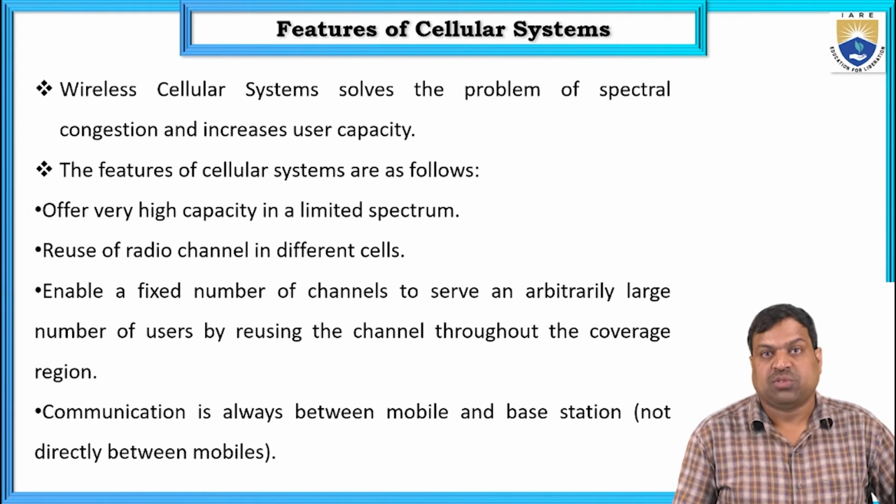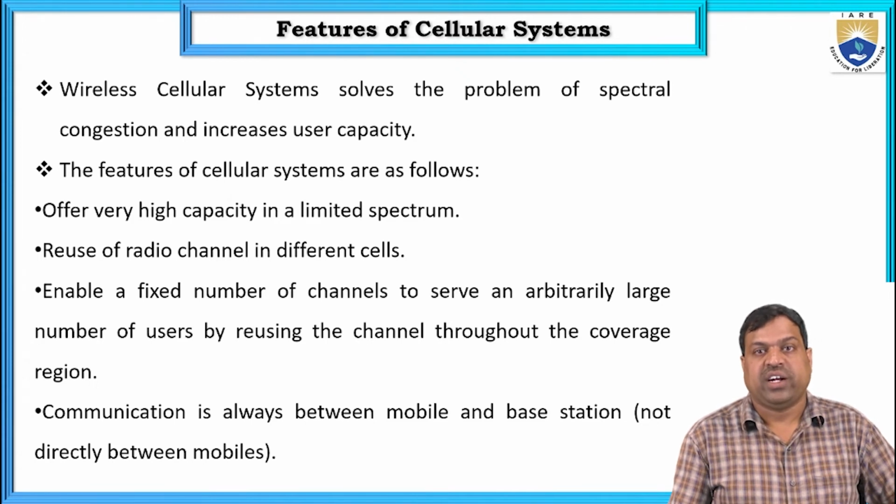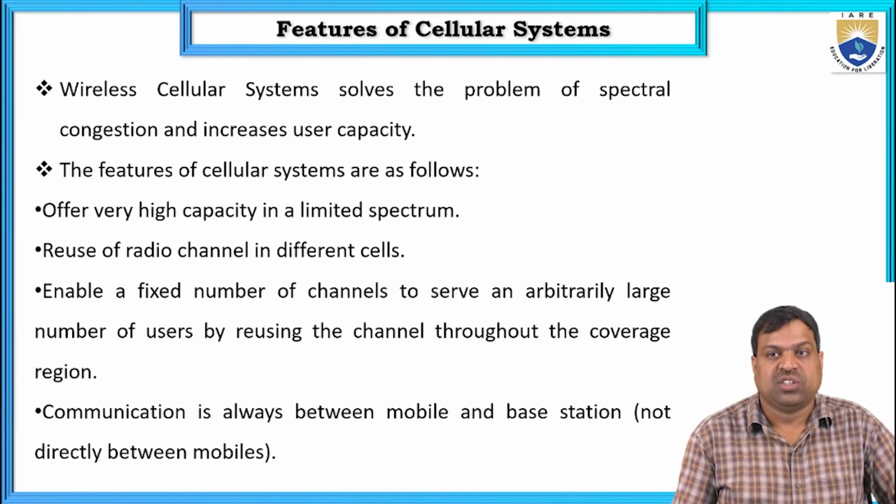So, what are the features of a cellular system? A cellular system solves the problem of spectral congestion and increases user capacity. The features of cellular systems are as follows: offer very high capacity in a limited spectrum, and reuse of radio channels in different cells. It enables a fixed number of channels to serve an arbitrarily large number of users by reusing the channels throughout the coverage region. And one of the major things is that communication is always between the mobile and the base station, not between the mobiles themselves.